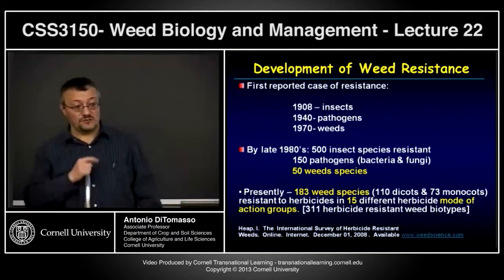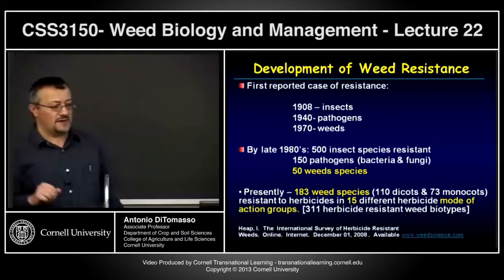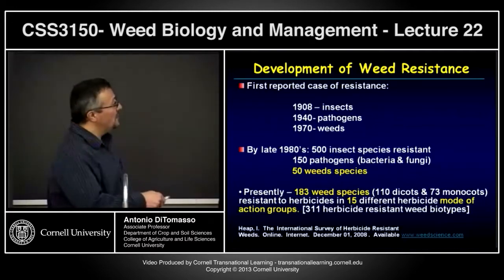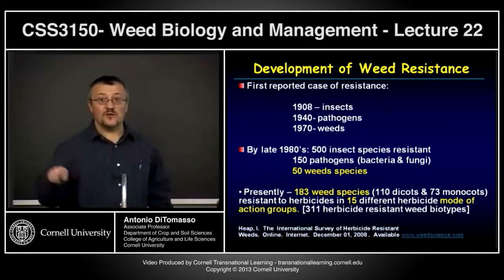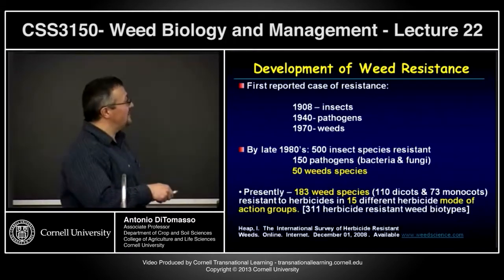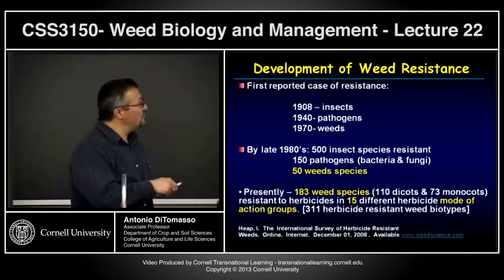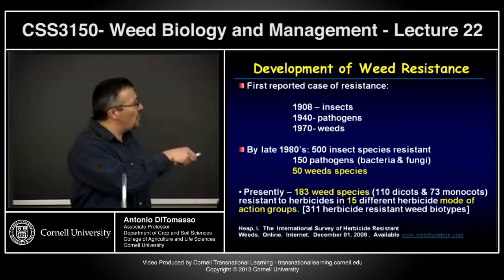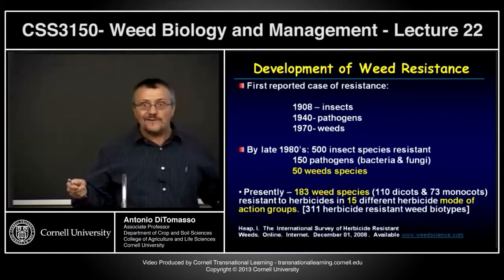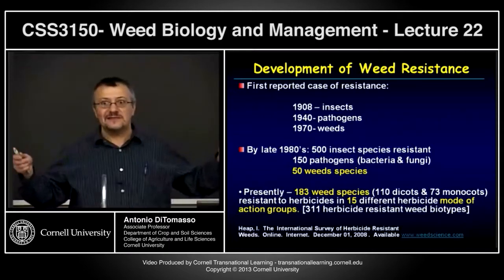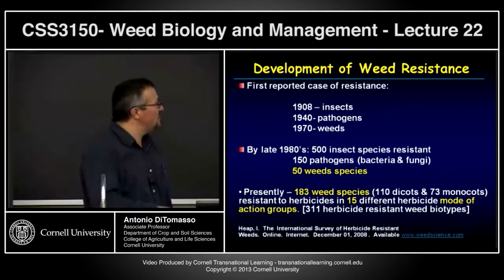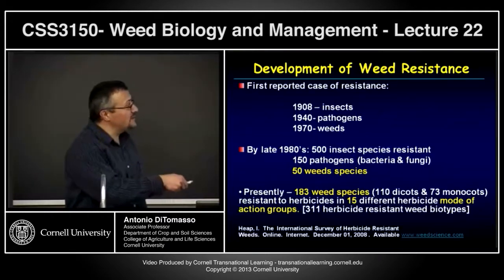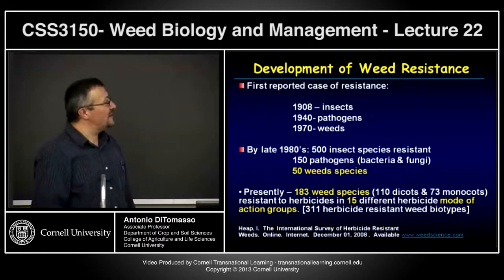Take a look at presently. I just pulled this, and I'll give you the website, a great website for future reference. Presently, as of December 1st, yesterday when I pulled this off, 2008, this is worldwide: 183 weed species, of which 110 are dicots and 73 monocots, resistant to herbicides. Not all 183 have 15 modes of action, but of those 183, there are 15 different modes of action. I think we've got like 20 or 17 modes of action, depending on which system you use. But of those, there are actually 311 herbicide-resistant weed biotypes.